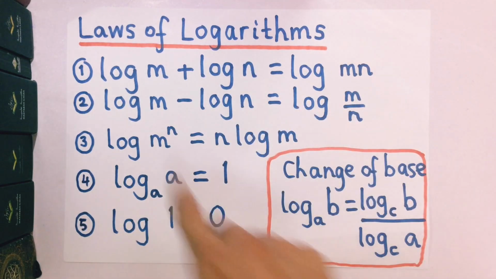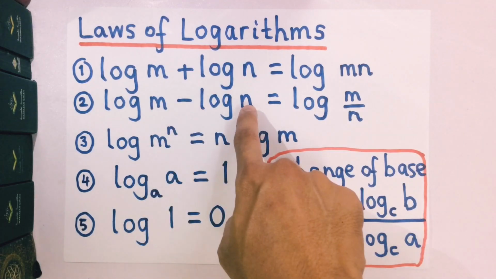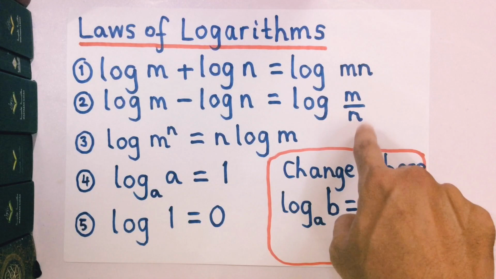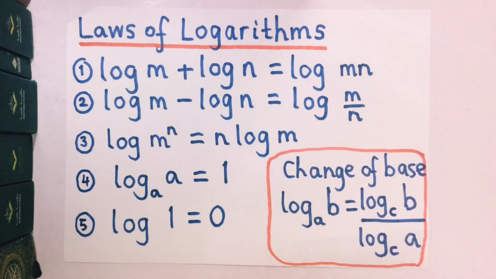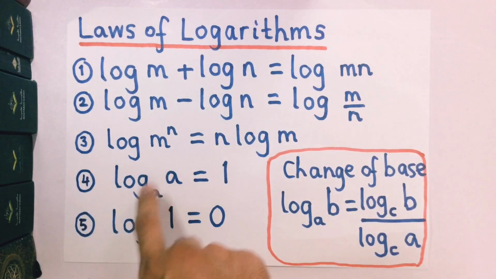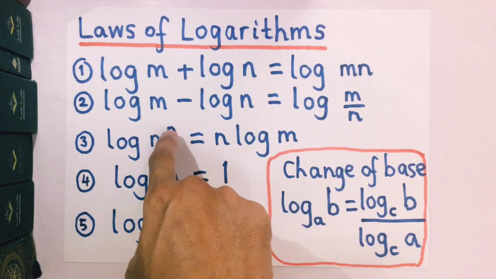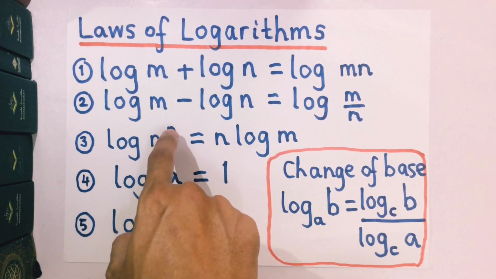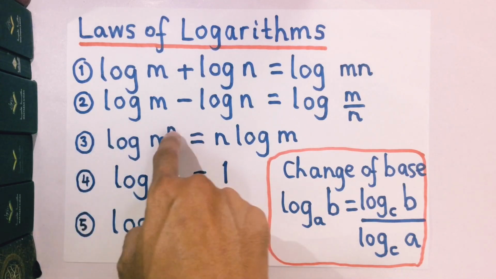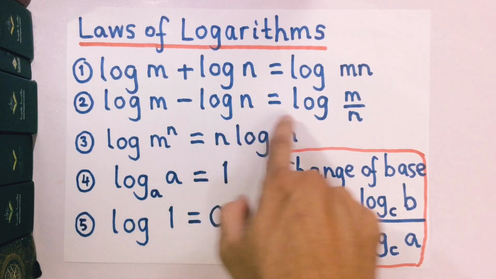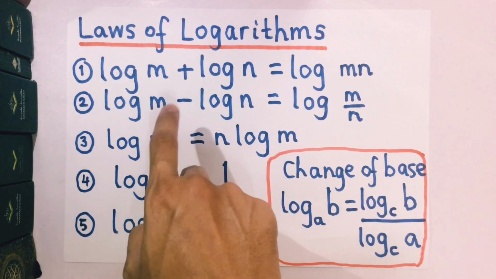Example, if you have m equals to 8 and n equals to 4, if you substitute inside, you have log 8 divided by 4, so the answer will be log 2. Okay, the third law, it says log m to the power of n equals to n log m. So this power, you can always switch around. You can bring it down, or you can have it stay there as a power. So this is law number 3.